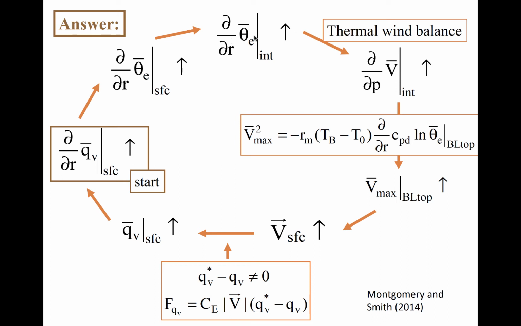By thermal wind balance, this means that the magnitude of the vertical gradient of the tangential wind must increase, leading to an increased tangential wind near the top of the boundary layer. Presumably, this increased momentum is mixed down to the surface via turbulence, where it corresponds with an increase in surface wind. Fluxes are directly related to the magnitude of the surface wind, so assuming no change in the sea surface temperature, the increased wind will cause increased surface fluxes of moisture, thereby continuing the feedback loop.